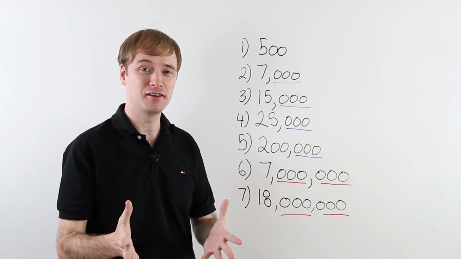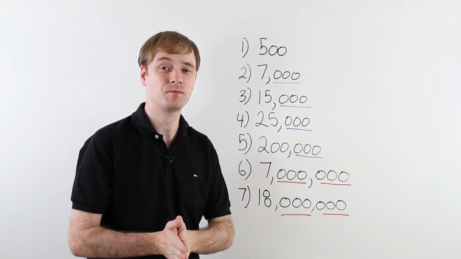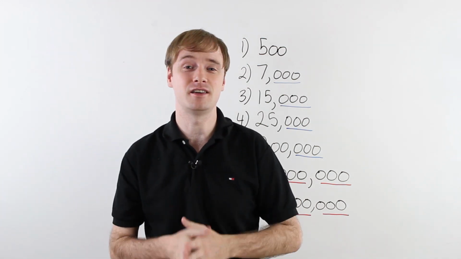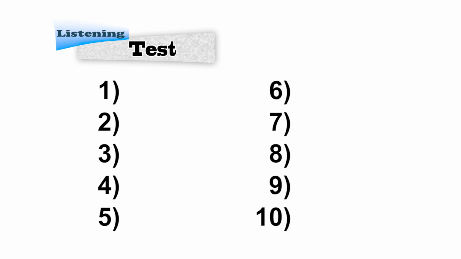Do you understand? I hope so. Let's try a test right now. All right, so for the test, you should have maybe a pen and a paper that will help you. There's 10 questions. Okay, so I'm going to say a number. You have to think of that number and write down that number. So number 1, 15,000.